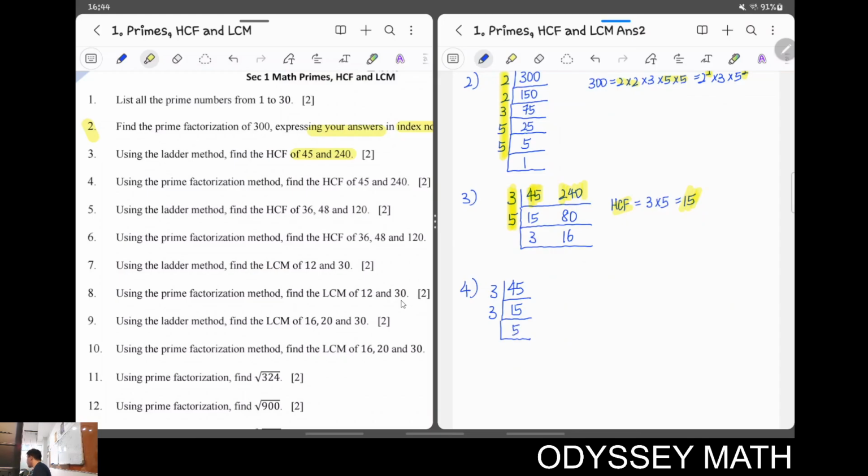Now, can 5 be divided nicely by 2? No. Can 5 be divided nicely by 3? No. Can 5 be divided nicely by 5? Yes. So 5 divided by 5 is 1. Once you reach 1, you stop and then you look at the numbers here vertically. So you say that 45 equals 3 times 3 times 5. So that is 3 to the power of 2 times 5. Got it?